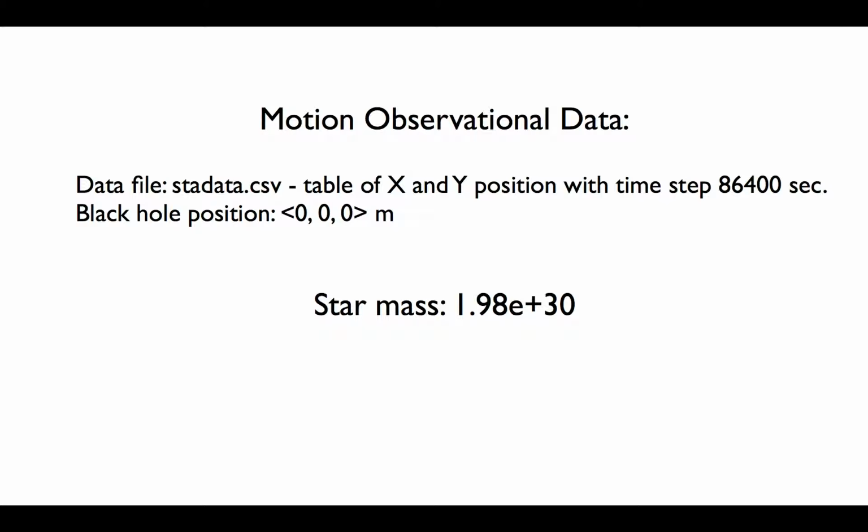We also will calculate the mass of an object using Newton's universal gravitational law. The input file contains x and y positions of a star, measured with a time interval equal to 1 day. We assume the only force on the star is due to the gravitation of a black hole. The black hole has 0 coordinates position. The mass of the star is given.